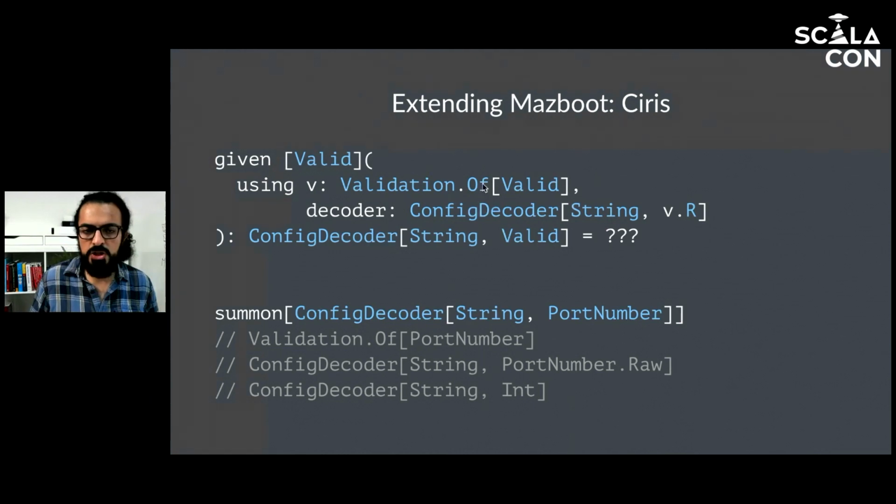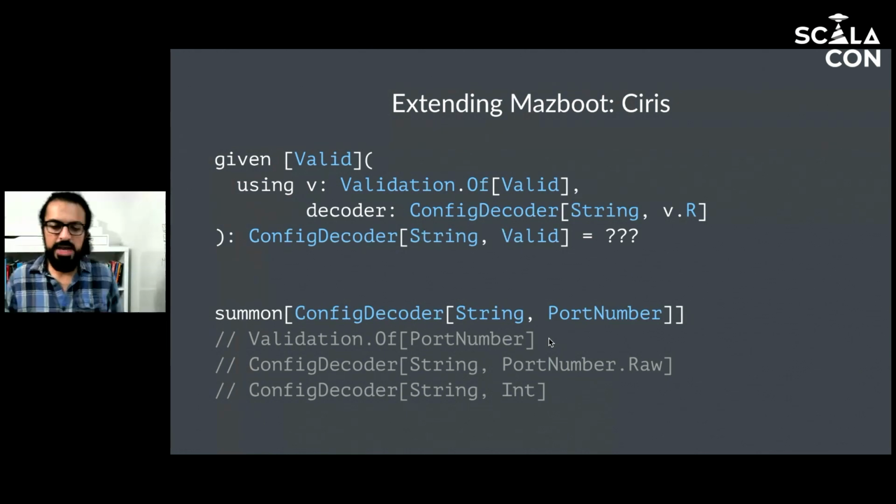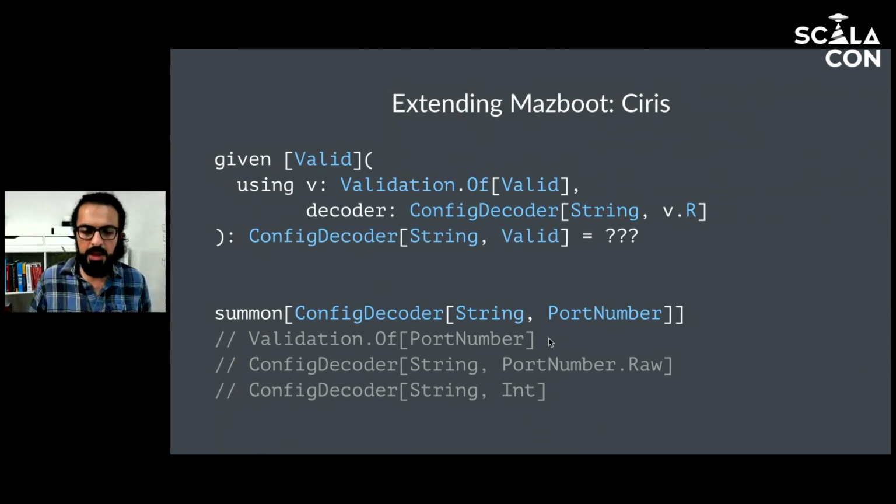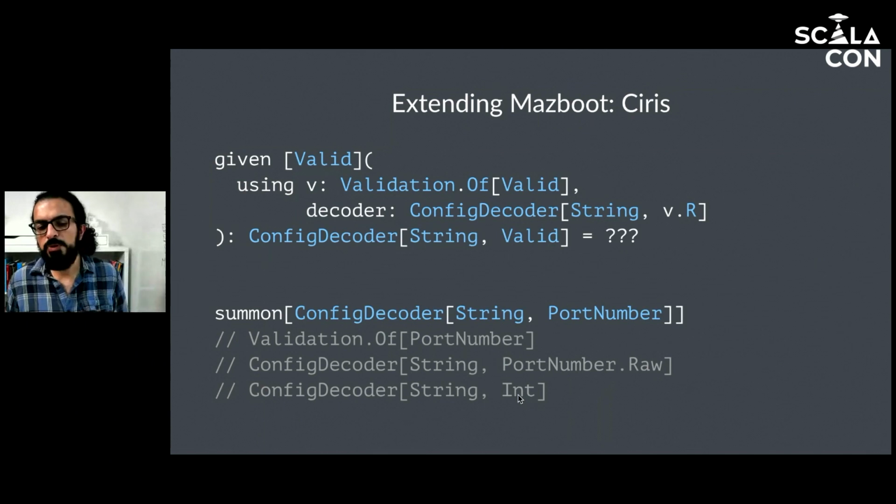So using validation.of valid, it will go look for the instance implementation of port number, which exists for any type in the library, or your own custom types as well. Then the next step is to translate. So now we want port number dot row, which the type system can do this type level computation and can figure out, it's backed by an int.